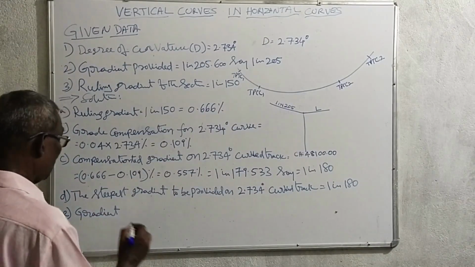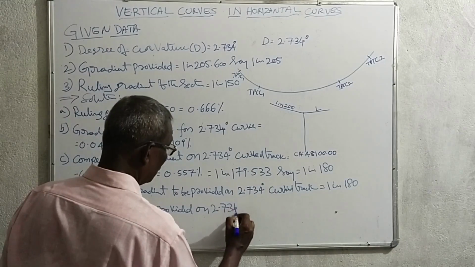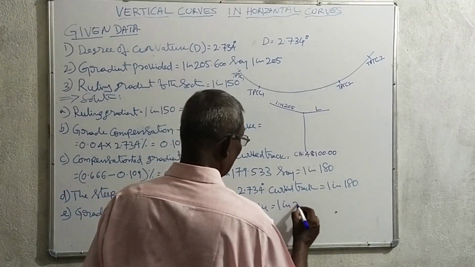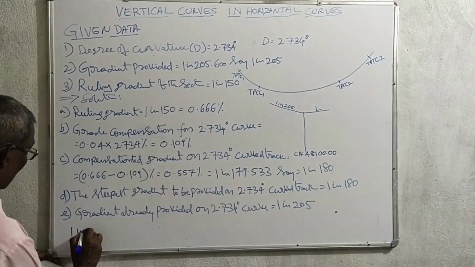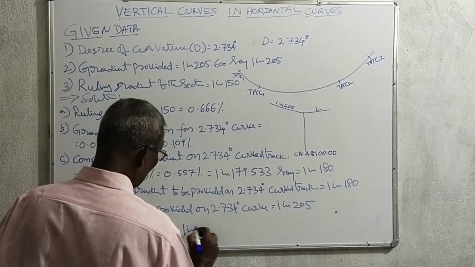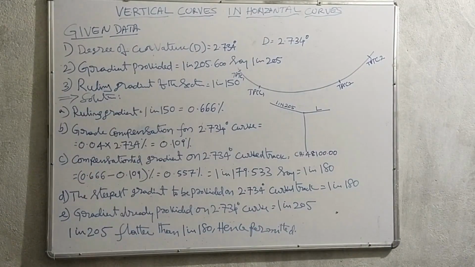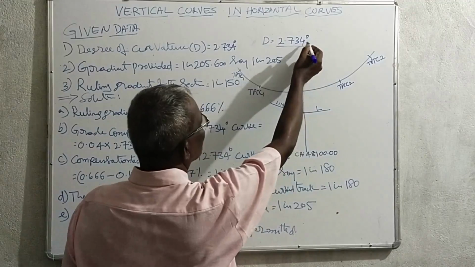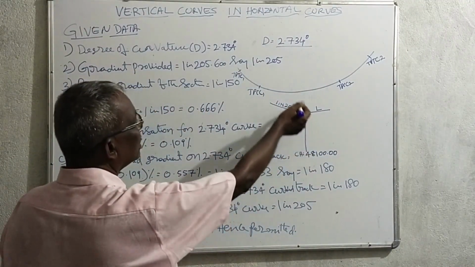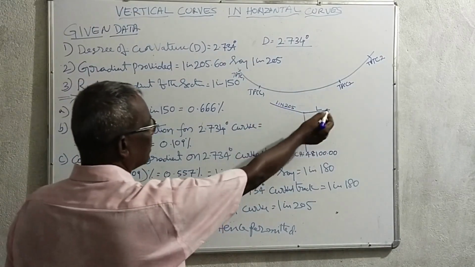Gradient already provided on a 2.734 degree curve is equal to 1 in 205. 1 in 205 is flatter than 1 in 180 gradient, hence permitted. Dear friends, the horizontal curve is a 2.734 degree curve. In the horizontal curve, exactly in the circular portion, there is a junction of the grade.